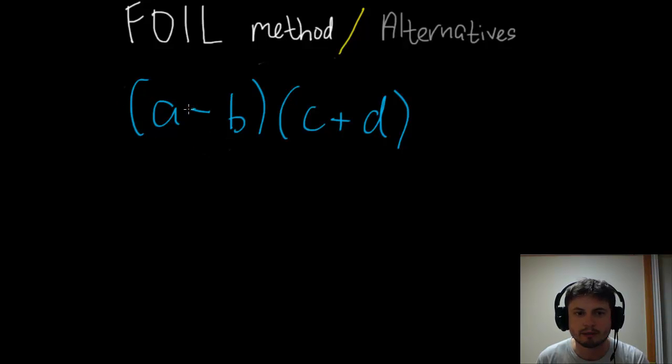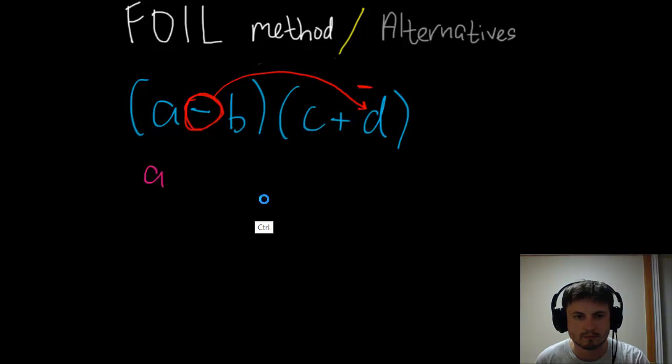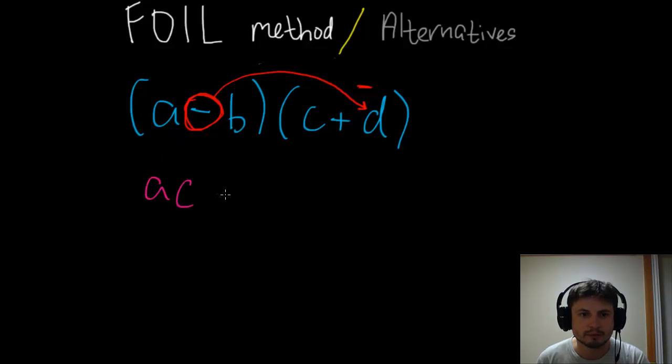Just one more reminder. Remember that whenever there's a minus right here, the last letter right here will actually change its sign to minus as well in the last term. So this will actually become AC plus AD minus BC, and then this will become minus BD. So this minus will influence the last letter.